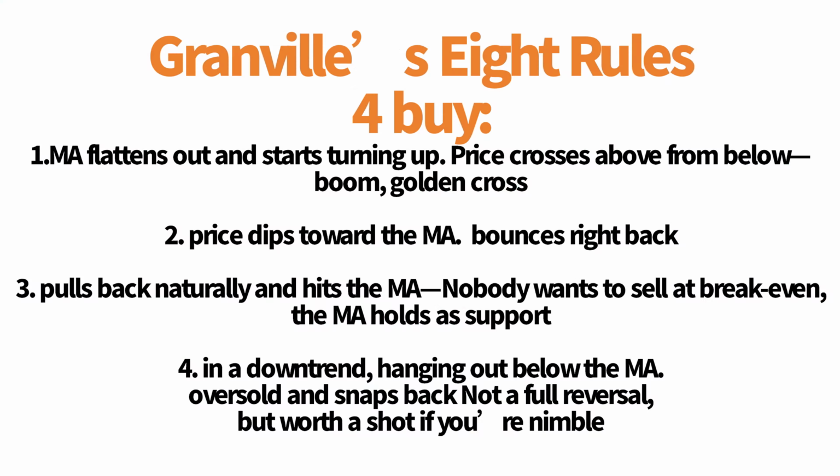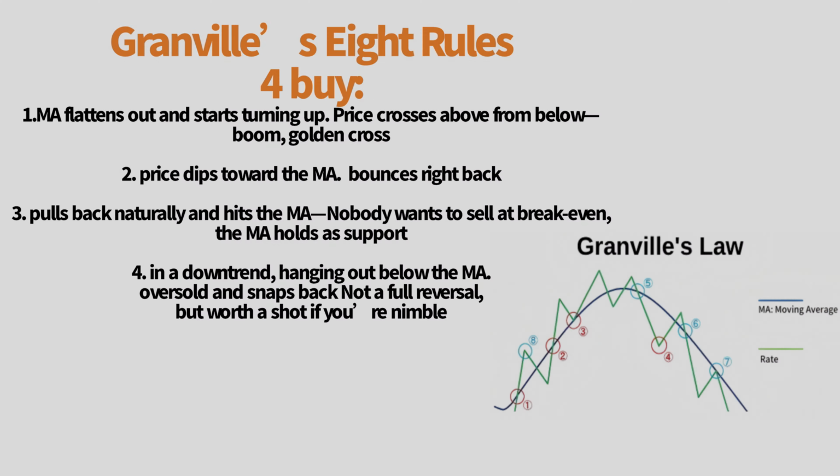Alright, now let's hit Granville's 8 rules. Classic playbook for reading the dance between price and MA. 4 buy rules, 4 sell rules. First buy signal: the MA flattens out and starts turning up, and price crosses above it from below. Boom, golden cross. That's your early bird special.